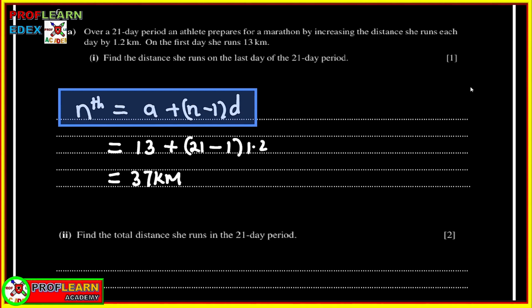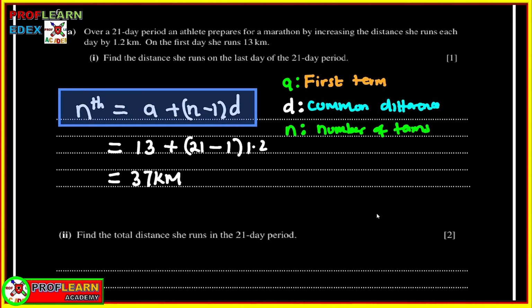So find the total distance she runs in the 21-day period. In order to get the sum of all the total distance covered, we are going to find the sum of all the distances. And we are going to use the formula for the nth term. A represents the first term, I needed to identify that. D represents the common difference, and n represents the number of terms.